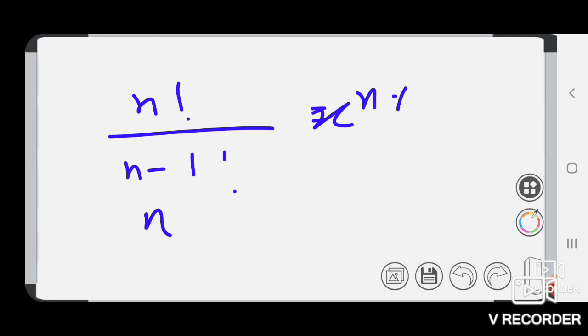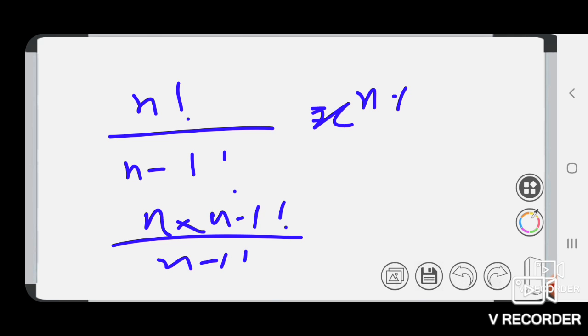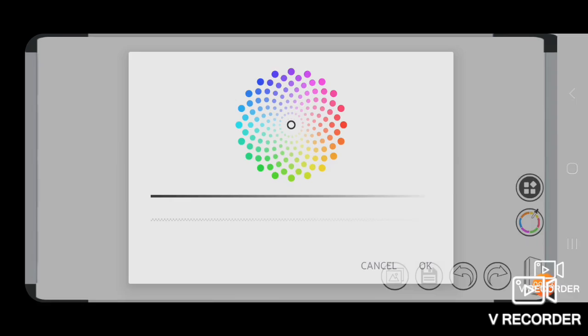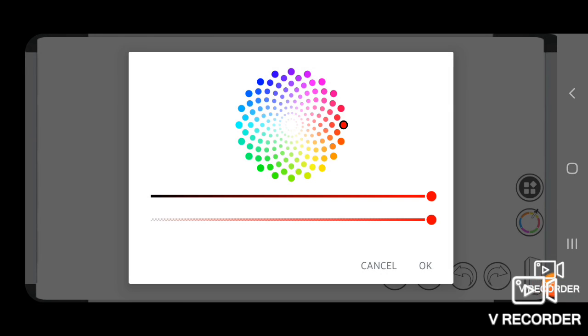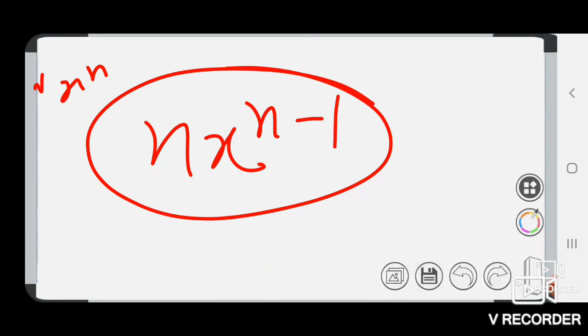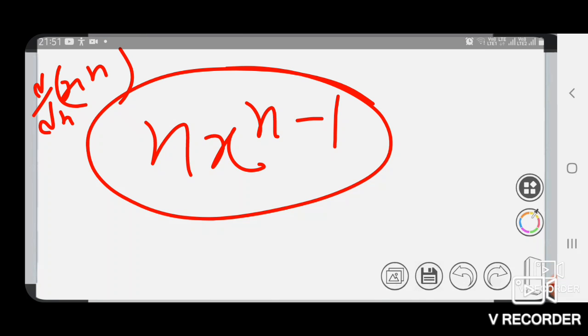So that is n into n minus 1 factorial divided by n minus 1 factorial, so that gets cancelled, leaving x to the power n minus 1. As n is multiplied with that, we get the final answer as n x to the power n minus 1, the derivative of x to the power n. That's how we prove this.